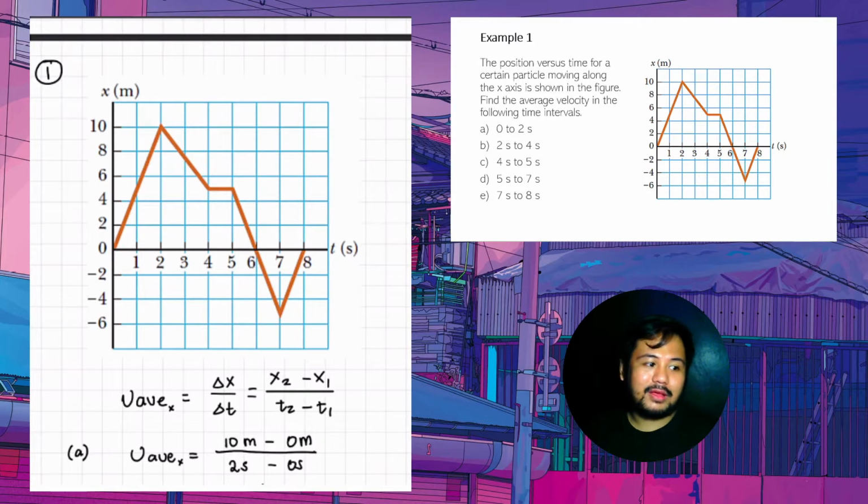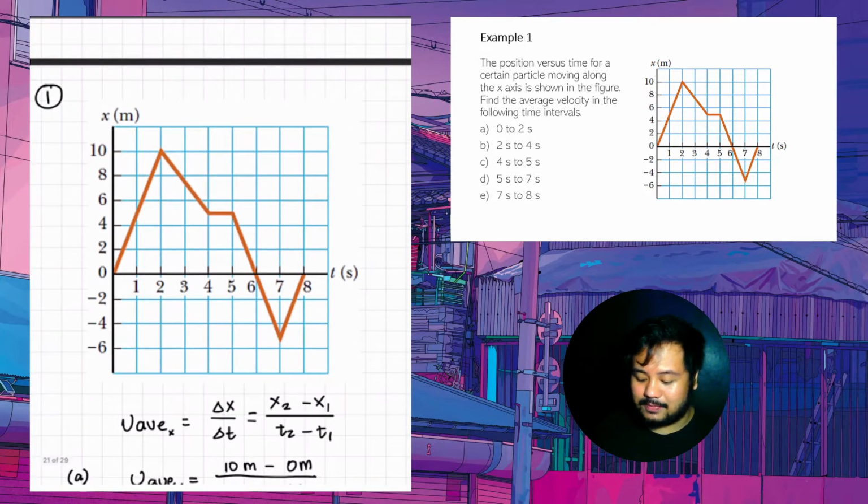Example number 1: the position versus time graph for a certain particle moving along the x-axis is shown in the figure. Find the average velocity in the following time intervals: 0 to 2 seconds, 2 to 4, 4 to 5 seconds, 5 seconds to 7 seconds, and 7 seconds to 8 seconds. You are given a position versus time graph, wherein by inspection your position is in meters and your time is in seconds. You are to find the average velocity.